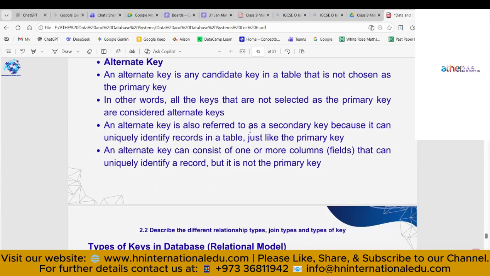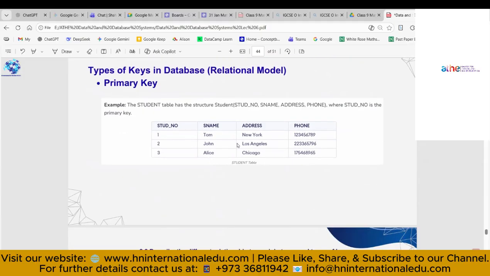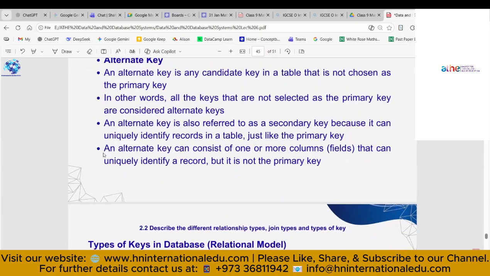And an alternate key is also referred to as a secondary key. Its second name is secondary key because it can uniquely identify records in a table just like the primary key. So here, if you take this phone column and make it your alternate key, no two students can have the same phone number unless they are brothers and sisters. So this can be your alternate key, and an alternate key can consist of one or more columns or fields that can uniquely identify a record, but it is not the primary key. It is your candidate key. It is your alternate key.